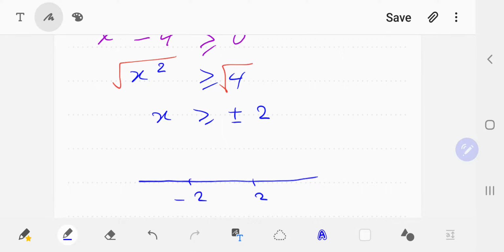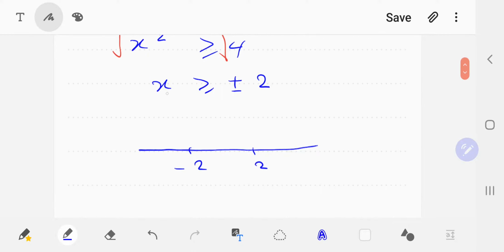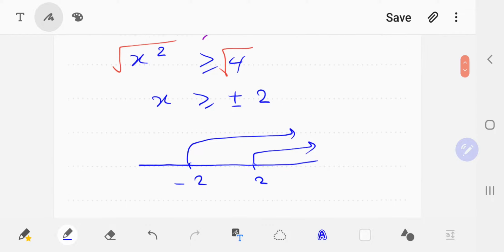Why is that? Let's represent that on the number line. This means x greater than positive or negative 2. So x greater than positive 2, x greater than 2. This means that the solutions are from negative 2 till infinity or from 2 till infinity.